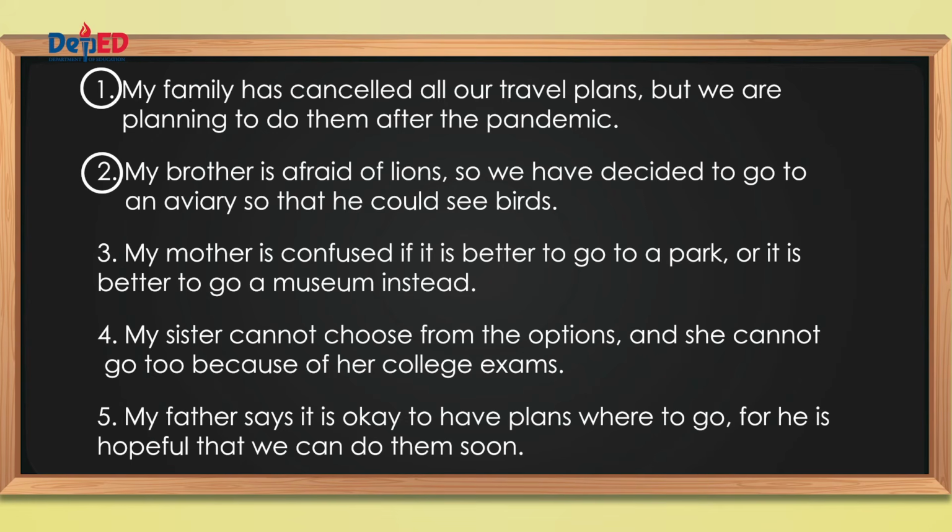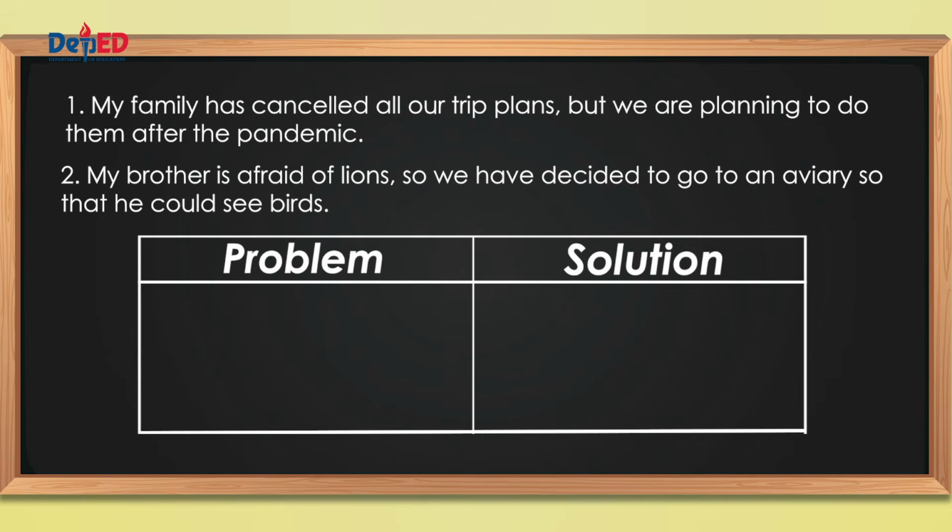With that, you see that not all sentences with coordinating conjunctions express a problem-solution relationship. I want you now to identify the clause from sentences 1 and 2 that state the problem and the solution by filling in this table.